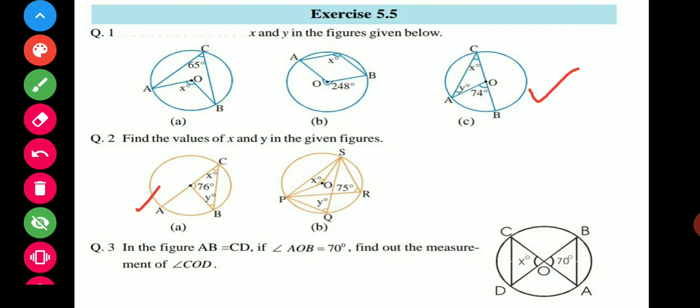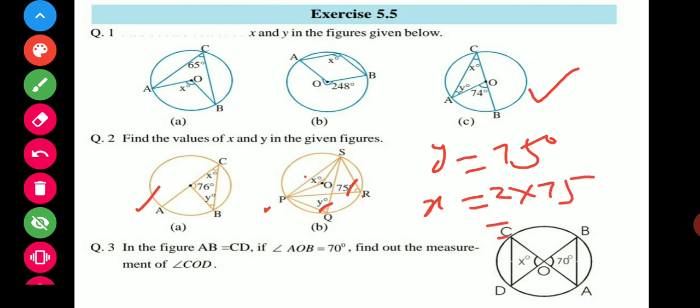In this angle you can check here in this question, B part. This angle and this angle both are equal. Why? Because angles of the same segment. So y is equal to 75 degrees, angle of same segment. इसके बाद इसका जस्ट डबल सेंटर पे होगा, so value of x is equal to 2 into 75, that is 150 degrees. So that is your answer.